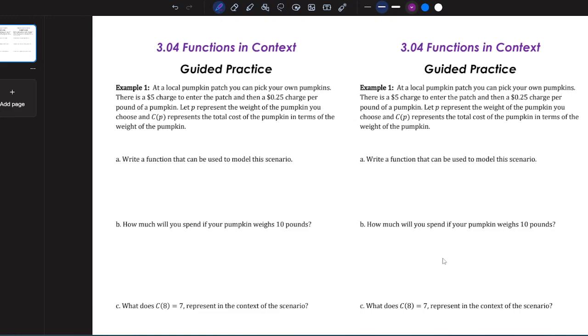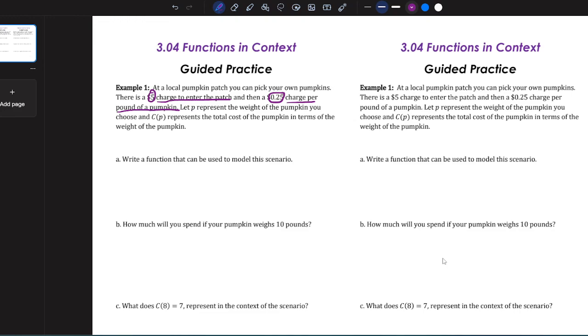So, example 1. At a local pumpkin patch, you can pick your own pumpkins. There's a $5 charge. Let's annotate this right now. I know I'm going to end up needing this. This seems important. To enter the patch, and then a 25-cent charge per pound of a pumpkin. So we already have a unit rate going. Let P represent the weight of the pumpkin you choose, and C of P represent the total cost of the pumpkin in terms of the weight of the pumpkin.